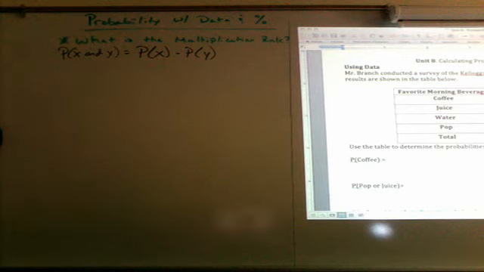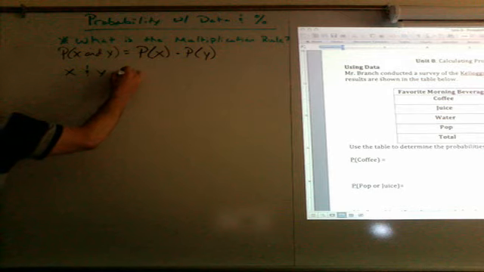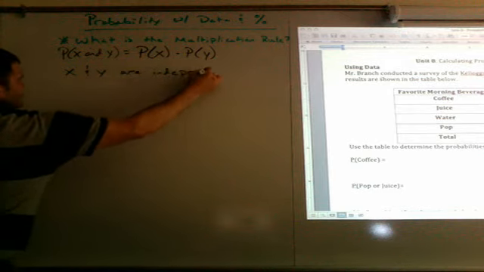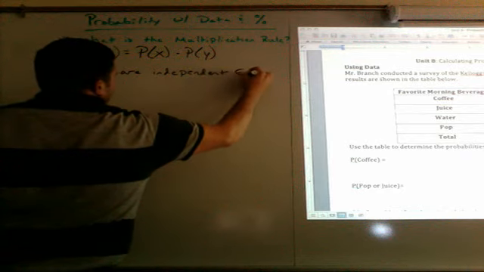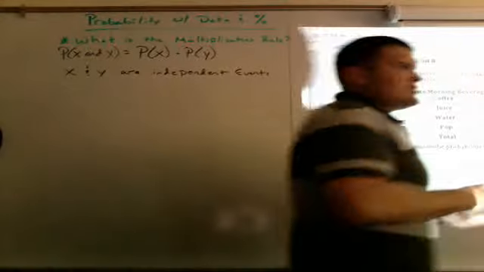Dustin, you were reading something though. What goes on at the end of this? X and Y are independent. Good. X and Y are independent events. So in order for this to happen, X and Y must be independent events.